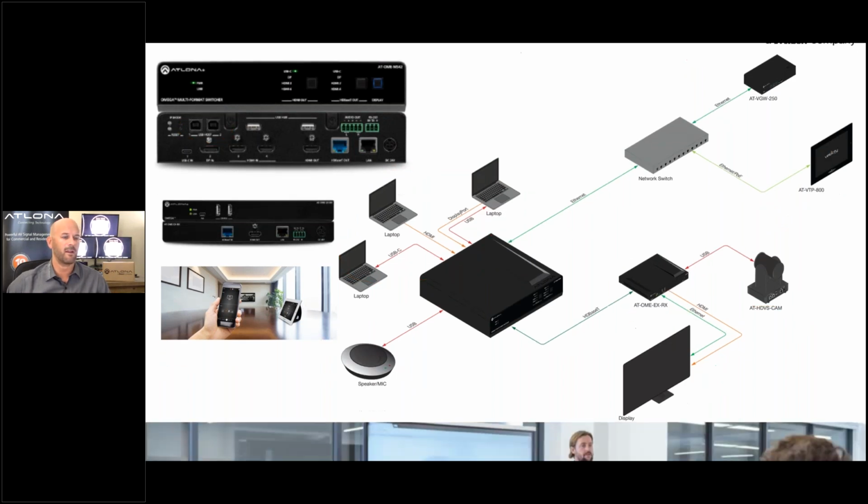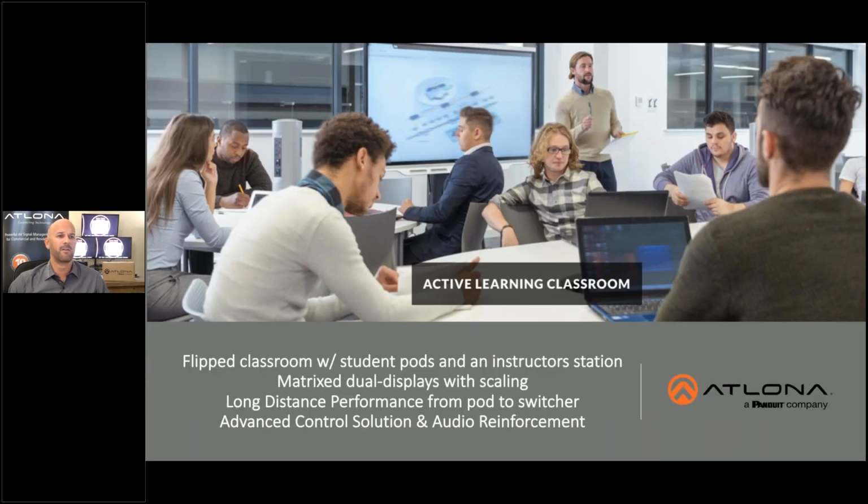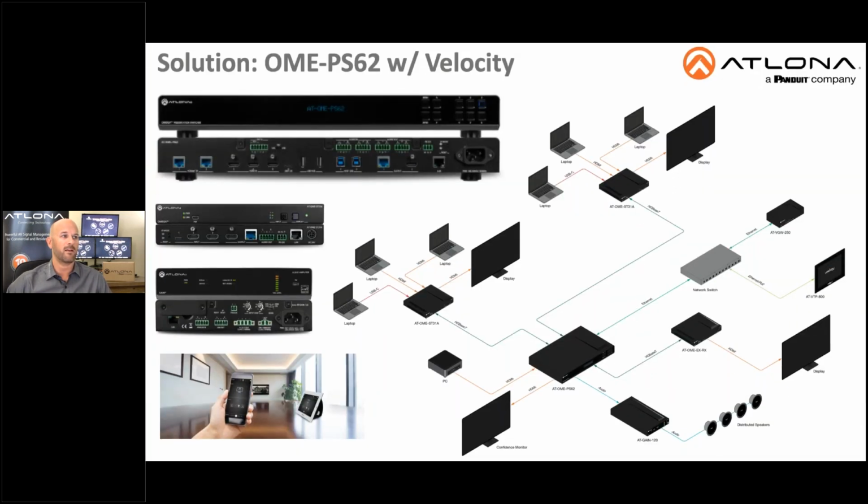All right, let's take a look at another one here. An active learning classroom, sometimes called a flipped classroom, where we have student pods and an instructor station with matrixed dual displays with scaling. And because I've got these student pods and these teacher pods, I'm going to be in a situation where I'm going to have multiple USB devices around the room. Could be a document camera, could be microphones, could be a room camera for some distance learning in there. So a solution to this application would be to use a product like the Omega PS62.